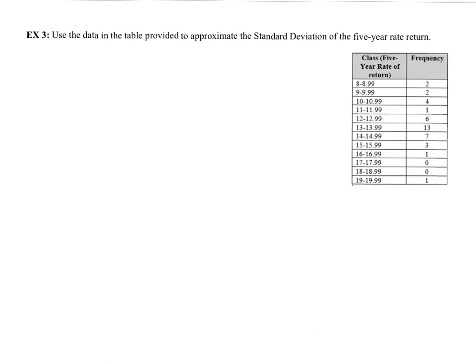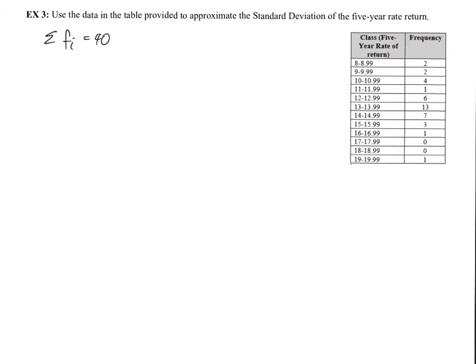Alright, let's go ahead and use the data in the table provided to approximate the standard deviation of the 5-year rate of return. Previously, from the data that we found before, we know that the sum of f sub i was 40. So now what we need to do is find the following. We need to note our x bar value.